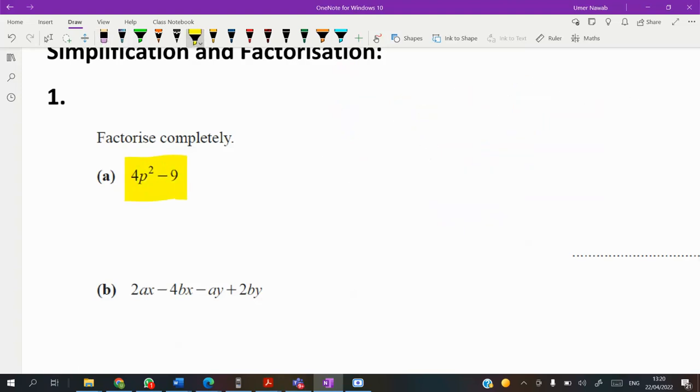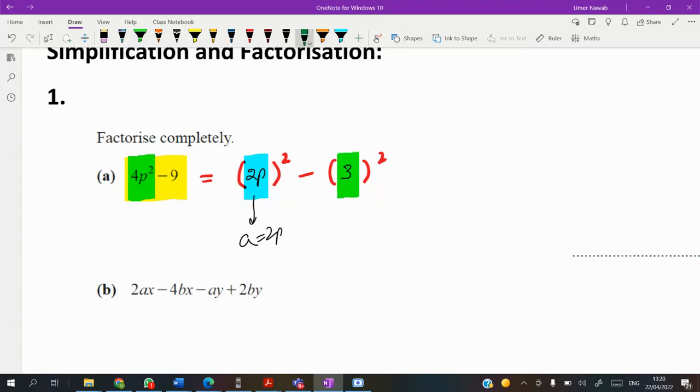the first question. We need to write it in a square minus square form to apply the difference of two squares. So this 4p squared can be written under the brackets as 2p whole squared, and minus 9 can be written as 3 whole squared. Now, the situation is pretty simple and clear that it is the difference of two squares where a is 2p, our a is 2p, and our 3 is b.